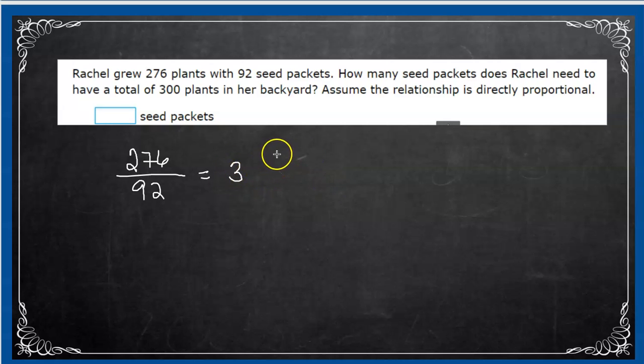You could set up a proportion where you have n over 1 or whatever. That's fine, but typically we're just going to be dividing one number by the other.